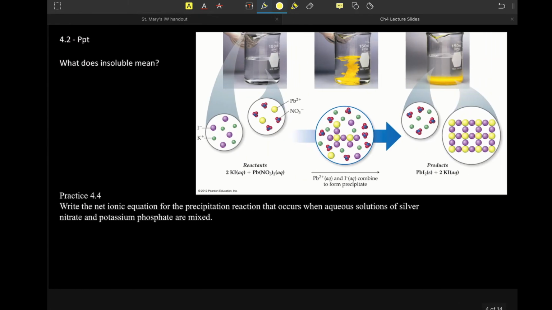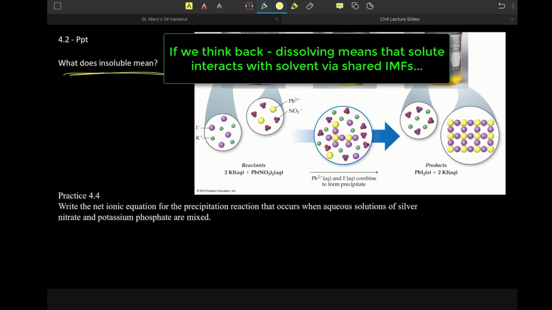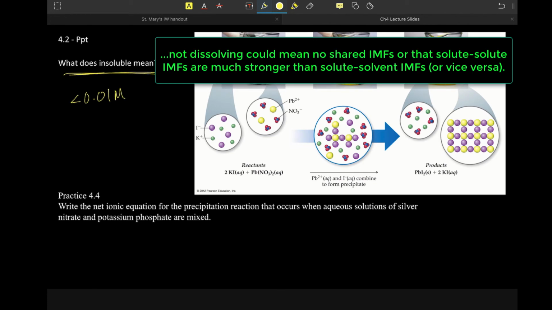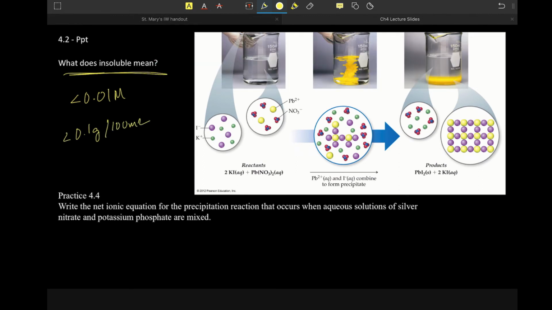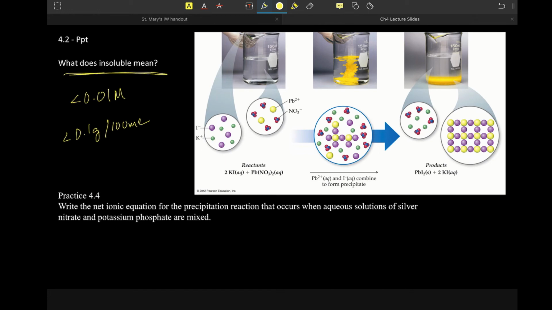All right, so moving on to 4.2, let's go ahead and quantify insoluble. When we say insoluble, we just mean that it doesn't dissolve. To put a number on that, I think your book said 0.01 molar, so anything less than 0.01 molar. Other books will often define it as 0.1 grams per 100 mL. So if less than 0.1 grams per 100 mL dissolves, it's considered insoluble. But note that both of those still say some dissolves.